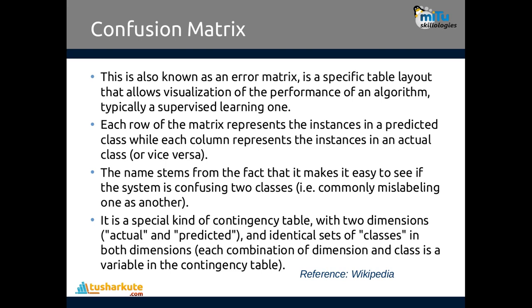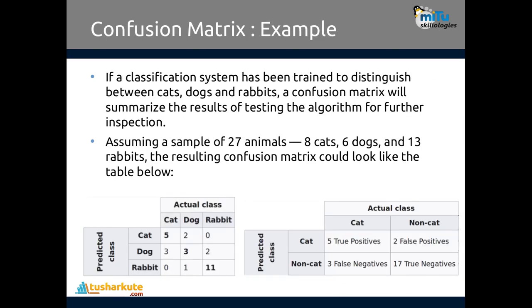So let's see. The confusion matrix is the error matrix, a specific table layout that allows visualization of the performance of an algorithm, typically a supervised learning classification system. Each row of the matrix represents the instances of a predicted class, while each column represents the instances of the actual class, or vice versa. Actually it's inverse in the Python case. So let's see how it is actually performing the operations.